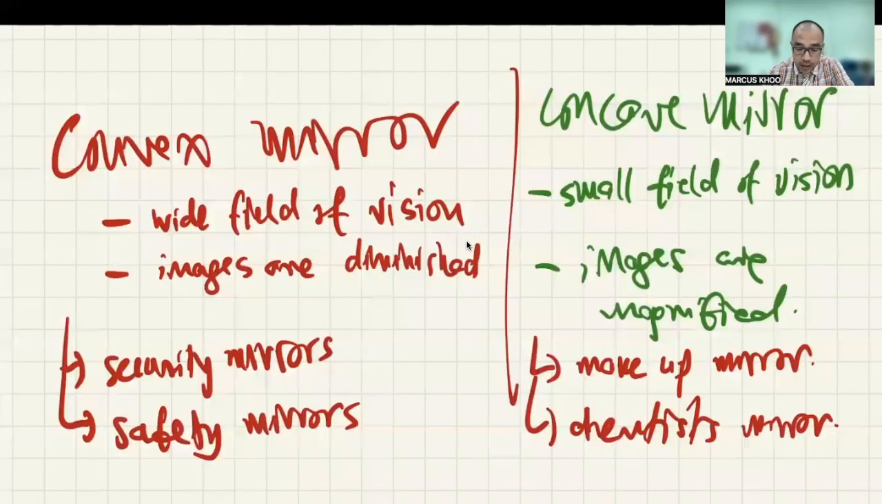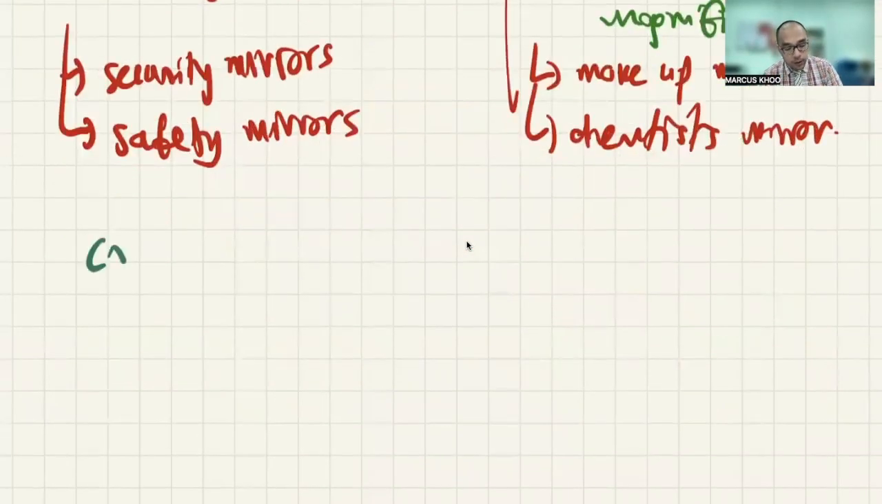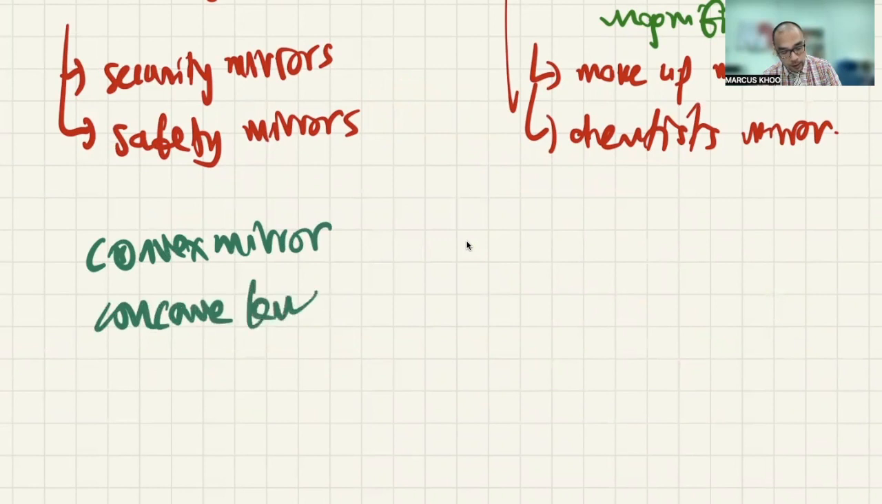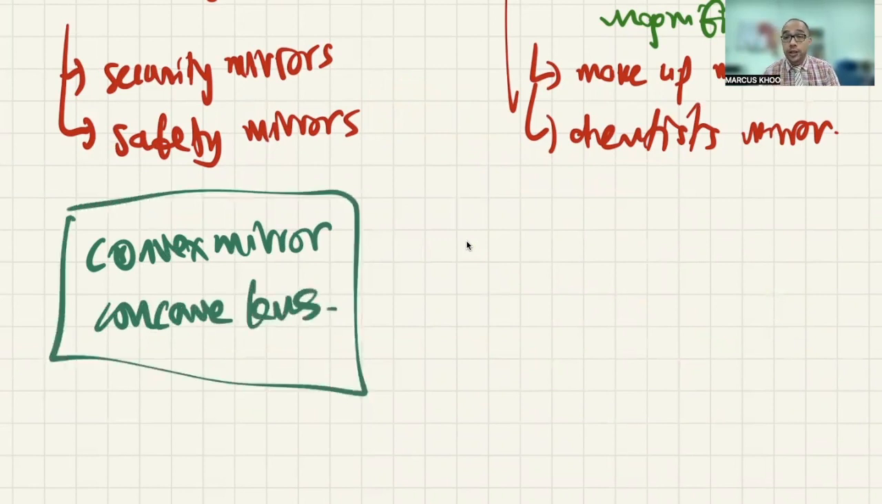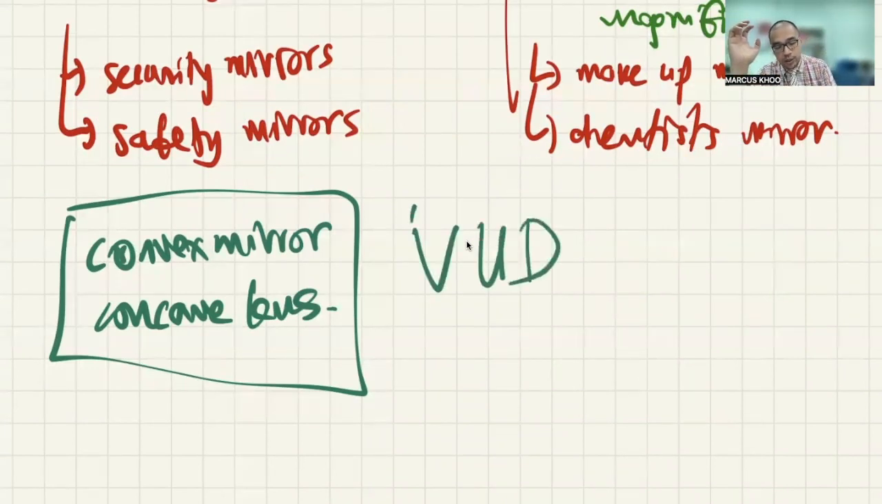Now the good news is with the convex mirror and the concave lens, okay, with these two situations, no matter where the object is, whatever u is, the characteristics of the image is always the same. It's always virtual, upright, diminished.